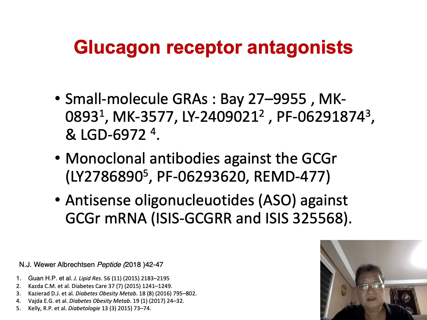Okay? So, subsequently, a range of glucagon receptor antagonists have been developed and tested in animal models. However, only a few have reached clinical trial. These may chemically be divided into three groups. Number one, small molecule GRA. Number two, monoclonal antibodies against the glucagon receptor. Number three, the antisense oligonucleotide or the ASO against the glucagon receptor messenger RNA.